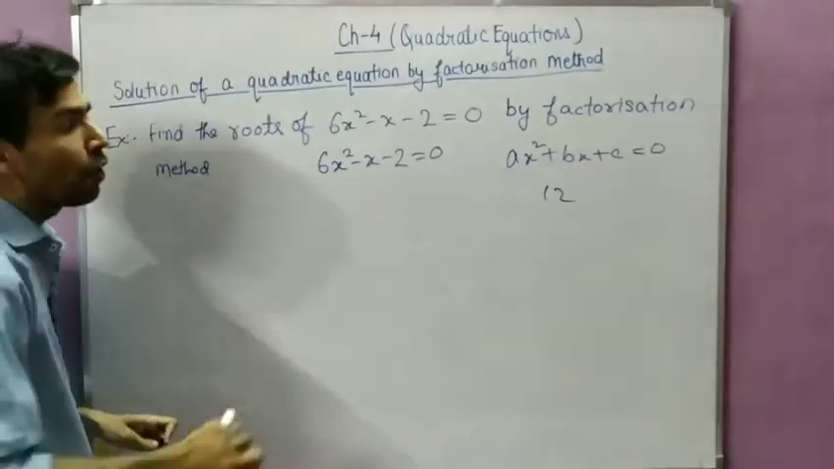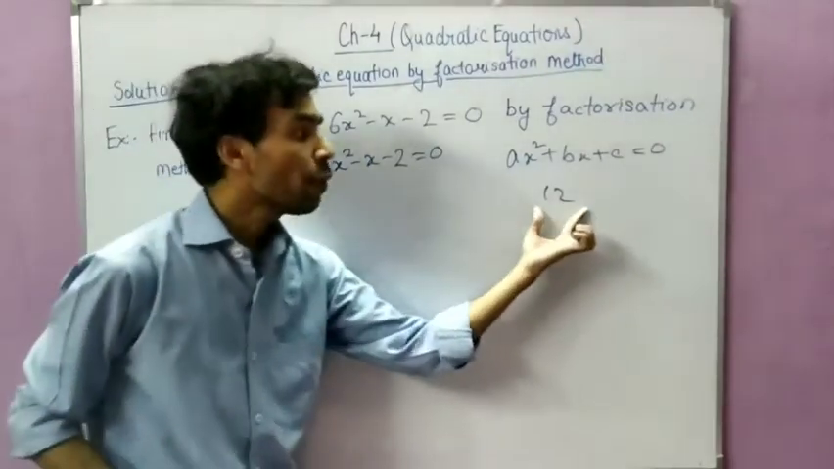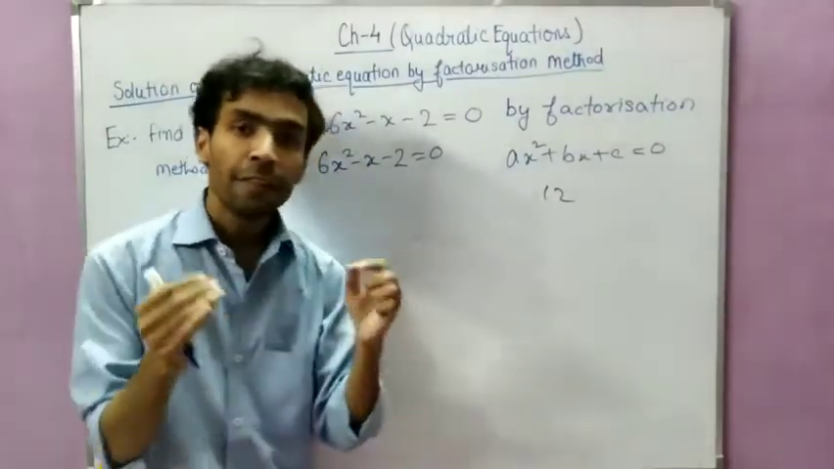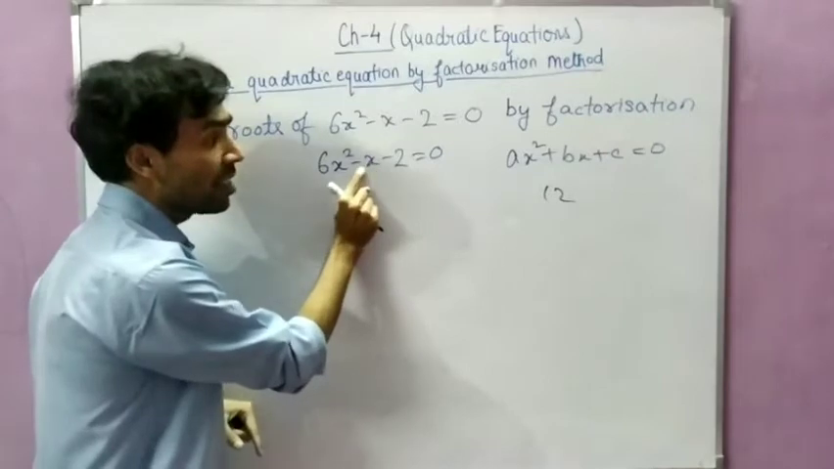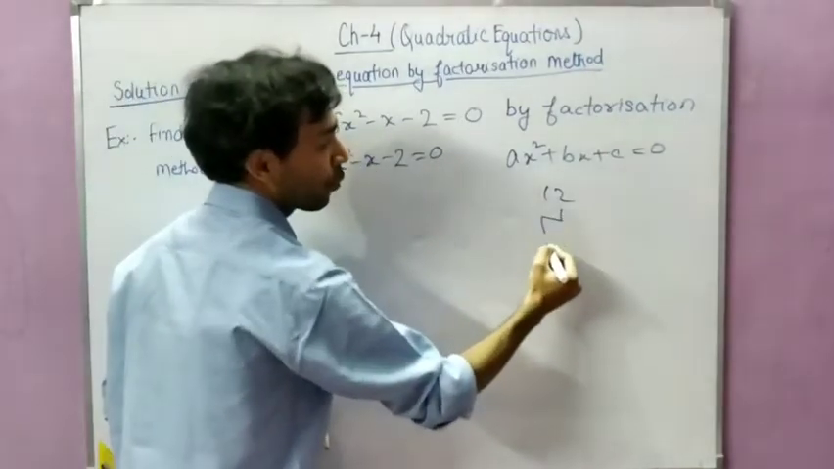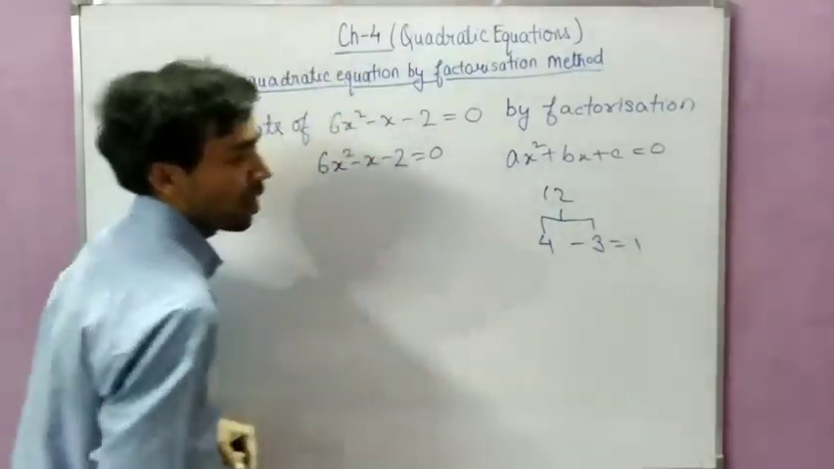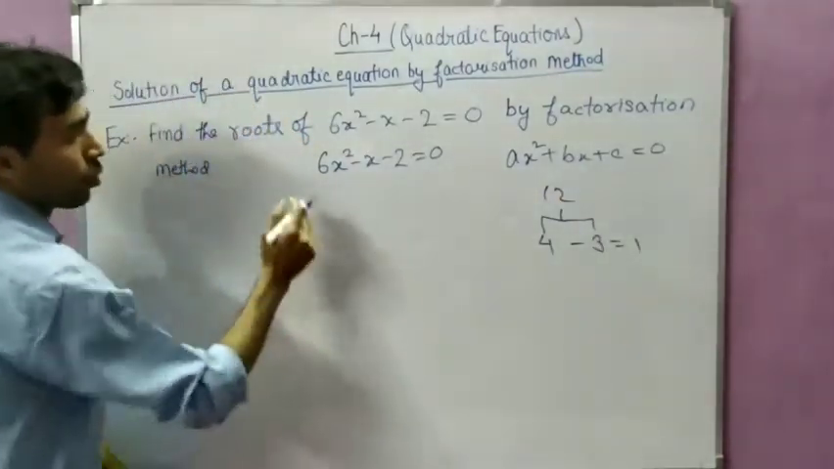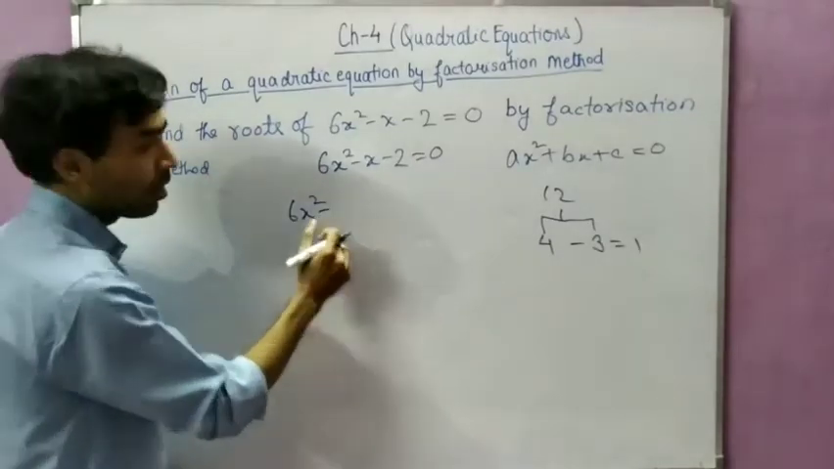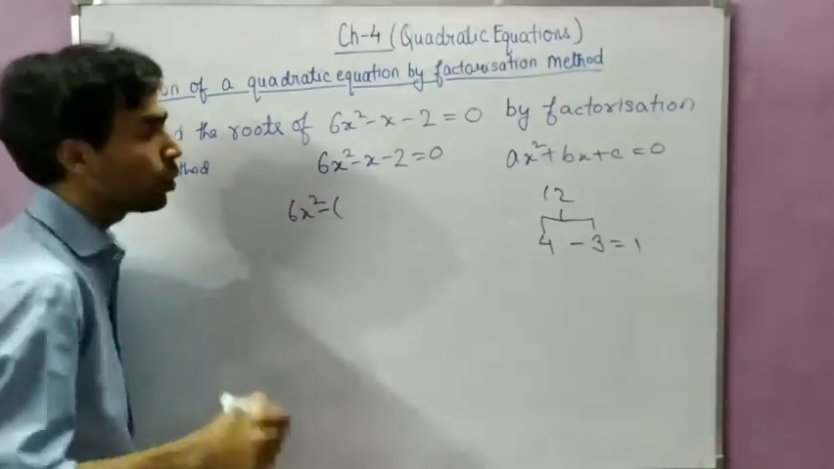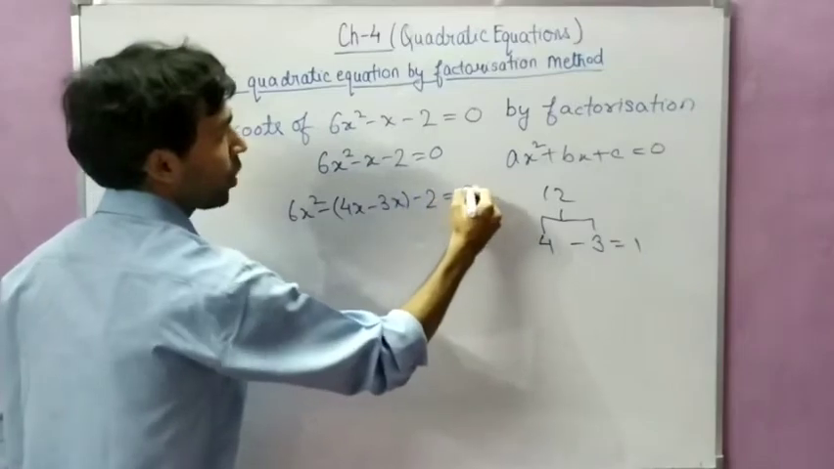So what we will get? 12. Now we will see the sign of the last term. Sign of the last term is minus. So we will take 2 factors of 12 such that when we subtract them, we will get 1. Why 1? Because the coefficient of x is 1. Okay, so the 2 factors of 12 are 4 and 3, because when you subtract them, you get 1, and when you multiply them, you get 12. So what I will do, I will write 6x square minus. Now because minus is there, I will put a bracket sign. I already told you. Now this can be written as 4x minus 3x minus 2 equal to 0.